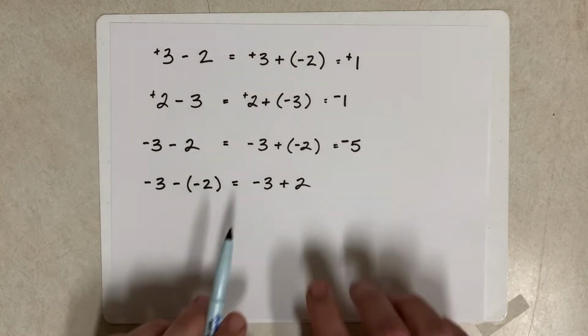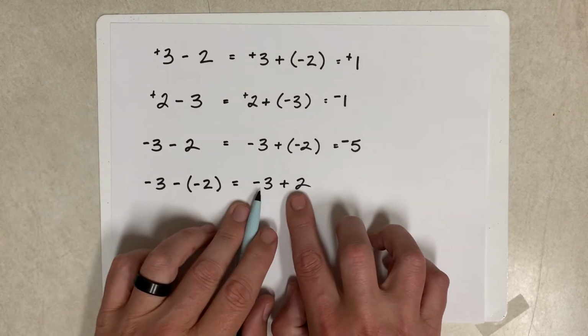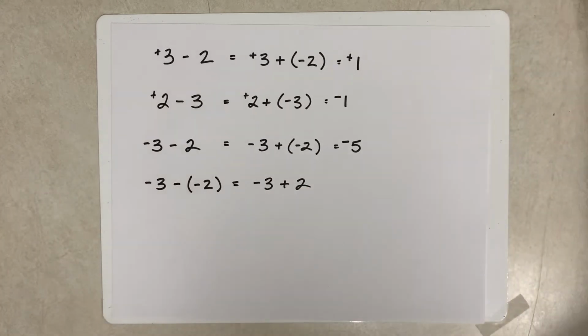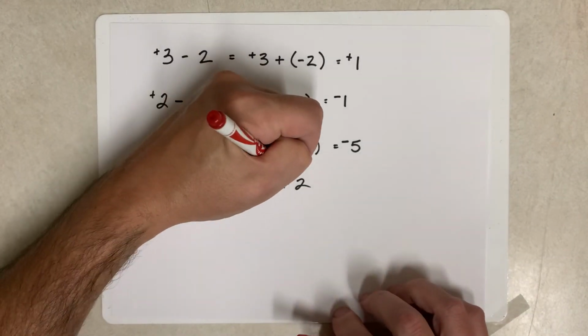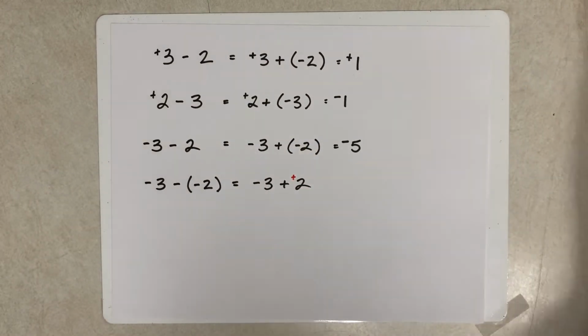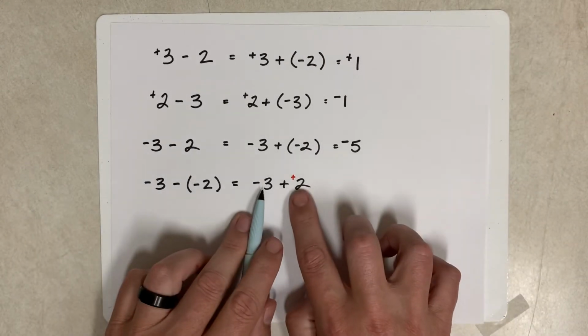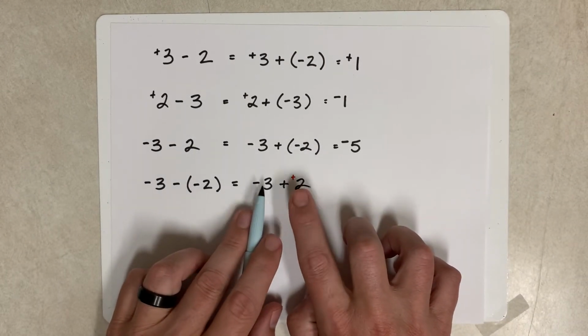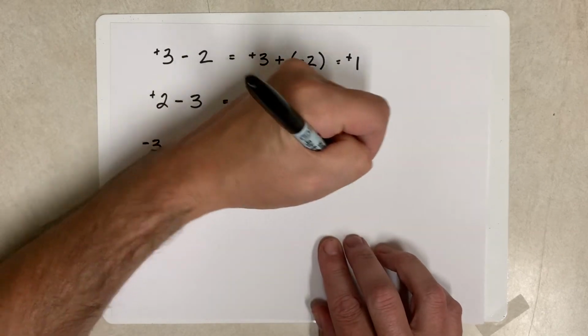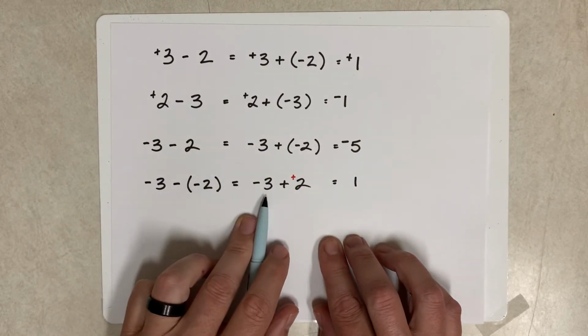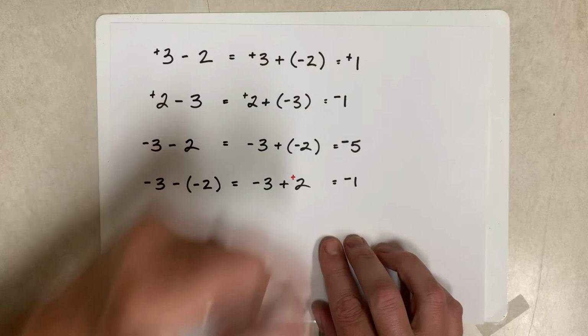So now we have different signs, right? That's a +2. Let me go ahead and put the little plus there just so we can all see that that's positive. We have different signs, so we take the difference. The difference of 3 and 2 is 1. The bigger number is negative, and so we apply that to the answer.